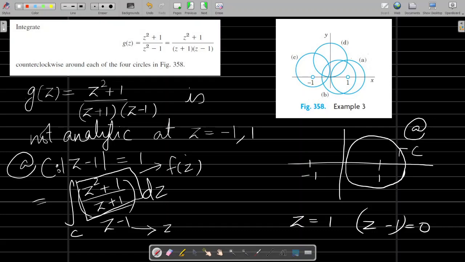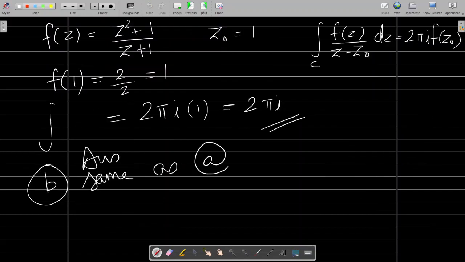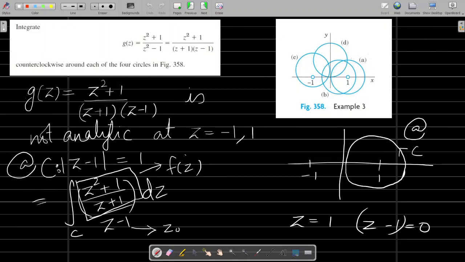And z minus z naught, if you compare with the standard form, z naught is 1. So using Cauchy's integral formula, integral over c f of z by z minus z naught dz is equal to 2 pi I into f of z naught, where f of z is z square plus 1 by z plus 1 and z naught is 1. So f of 1 will be 1 square plus 1 by 1 plus 1, that is 2 by 2, which is 1. So the final answer is 2 pi I into 1, which is equal to 2 pi I. Now the same question we will be integrating using the second contour.